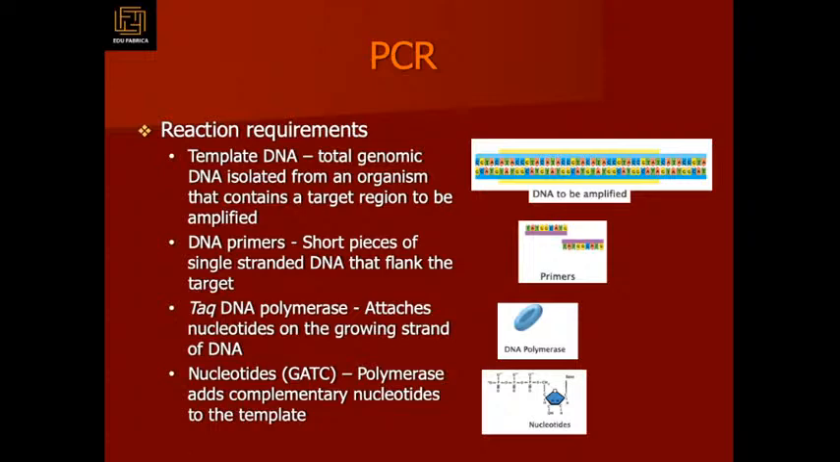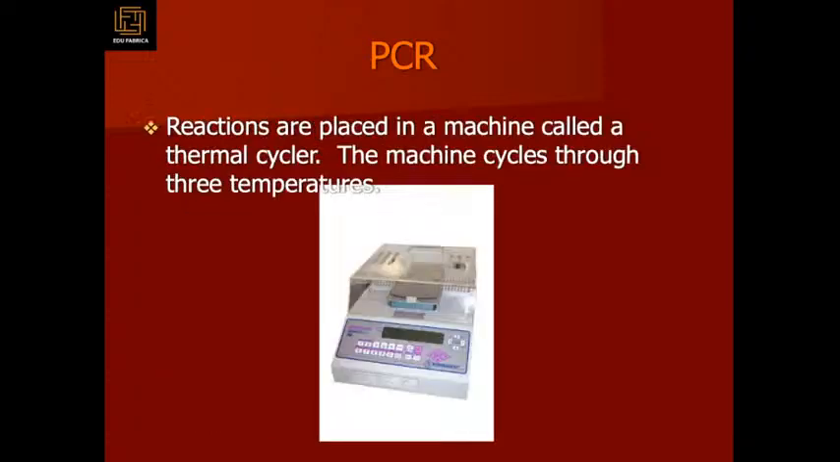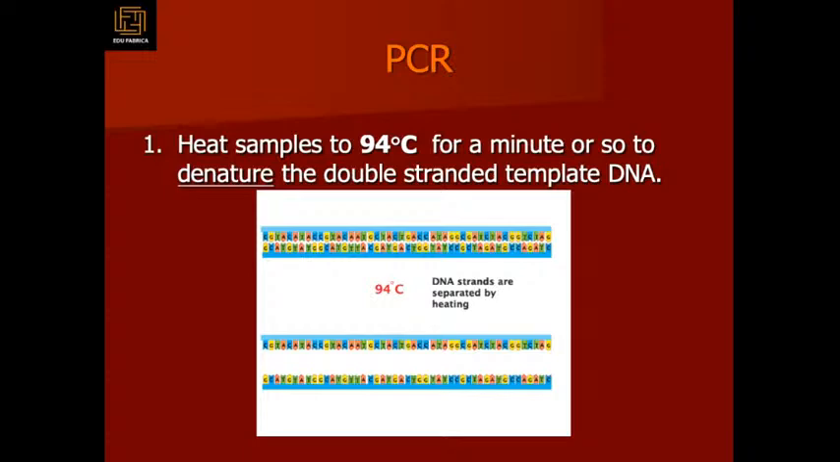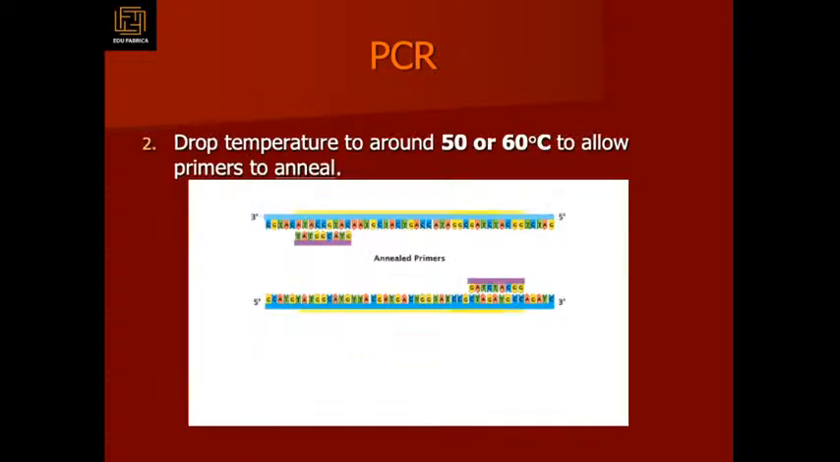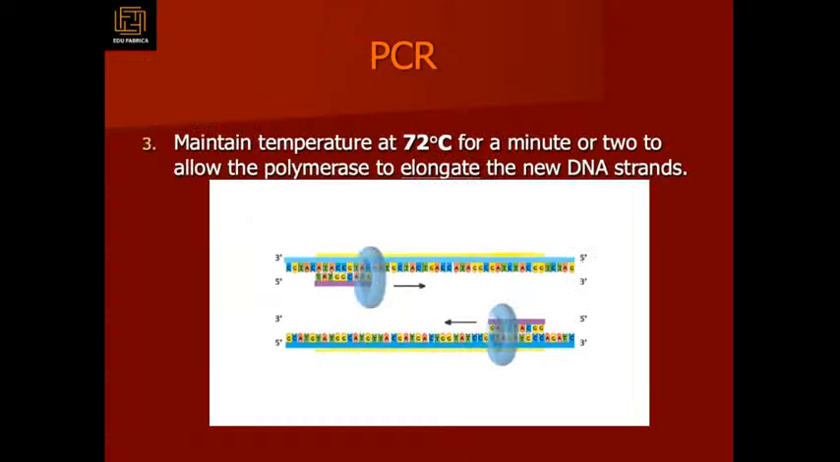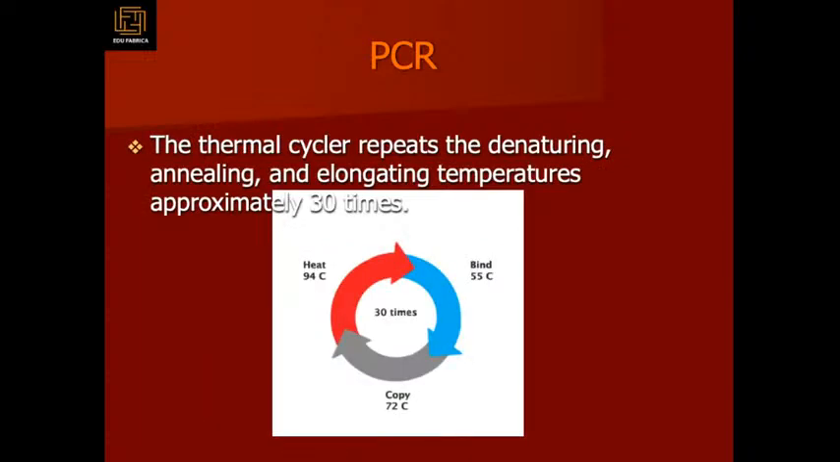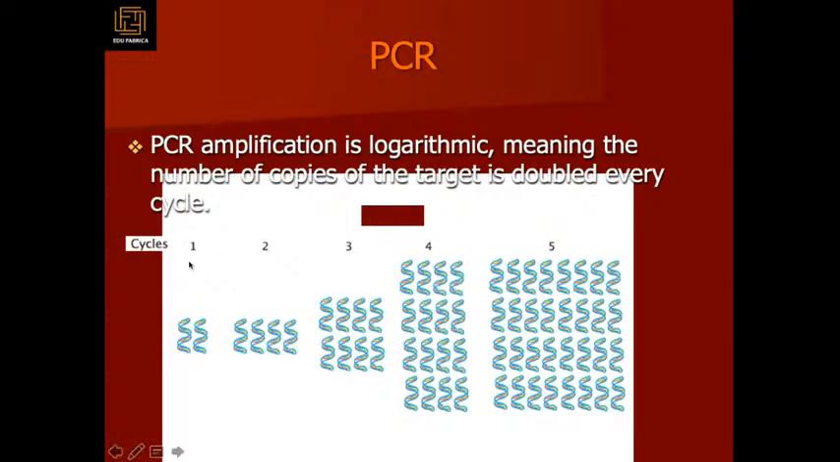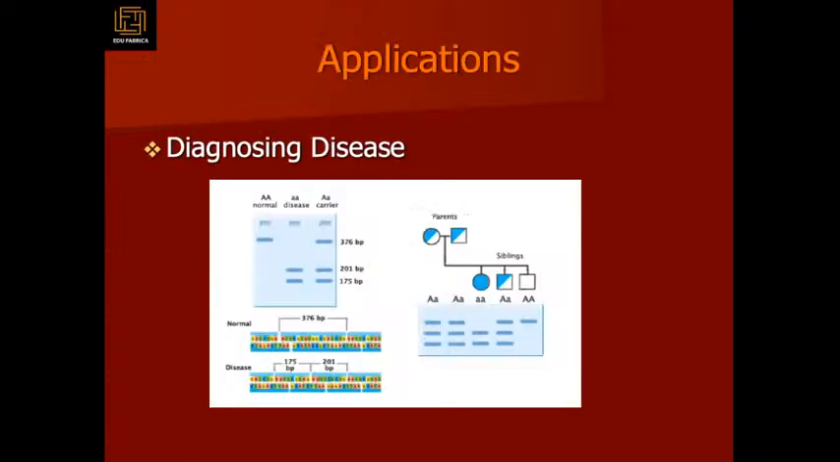So PCR we have discussed a zillion times. We have DNA to be amplified, primers, DNA polymerase, nucleotides. Mix them together, have your thermocycler, have different temperatures: denaturing at 94, annealing at 50 to 60, then elongation at 72. Then do it for 30 to 35 cycles: heat, anneal, copy. And then you have these cycles 1, 2, 3, 4, 5, and then you're going to have amplification.